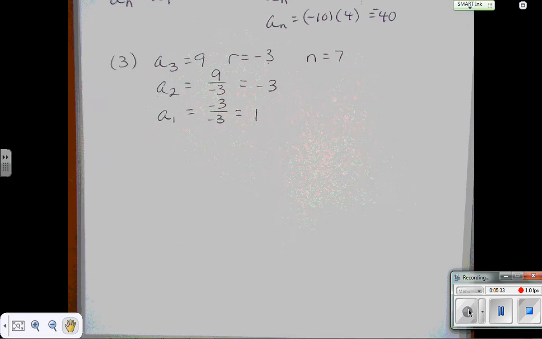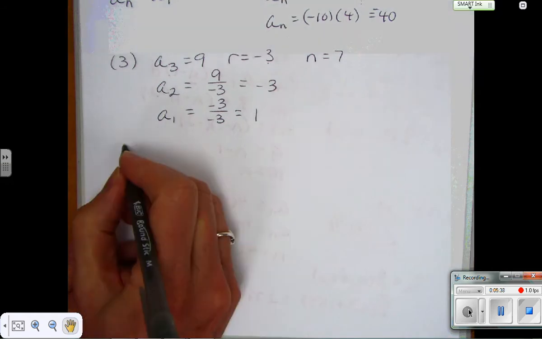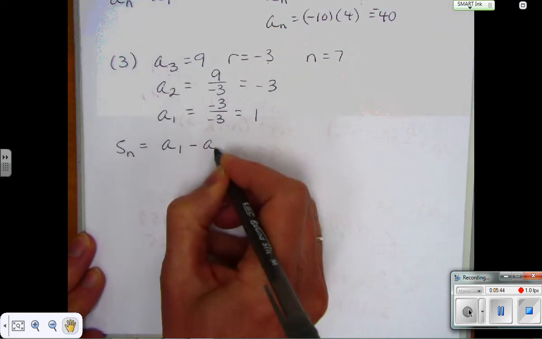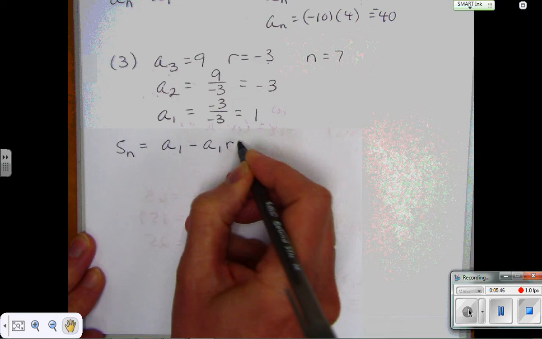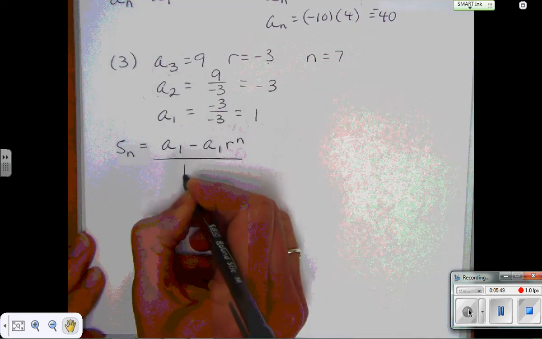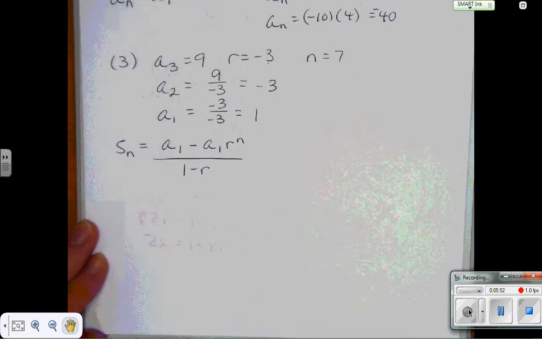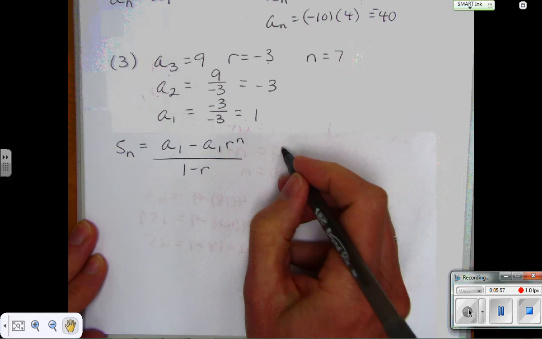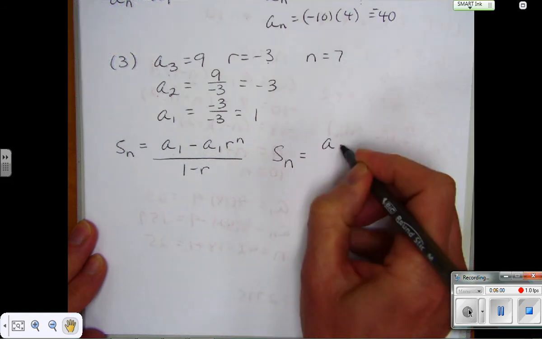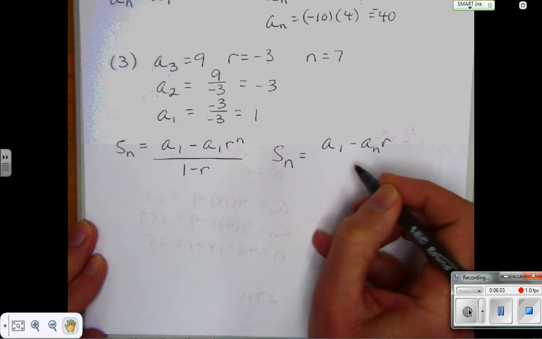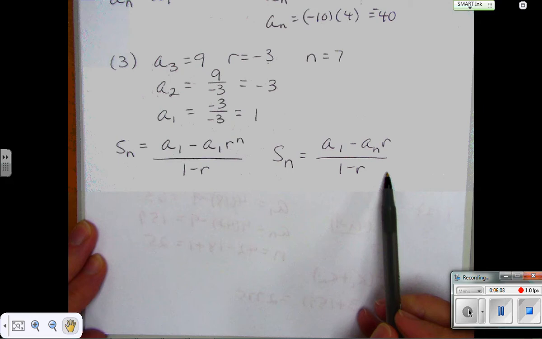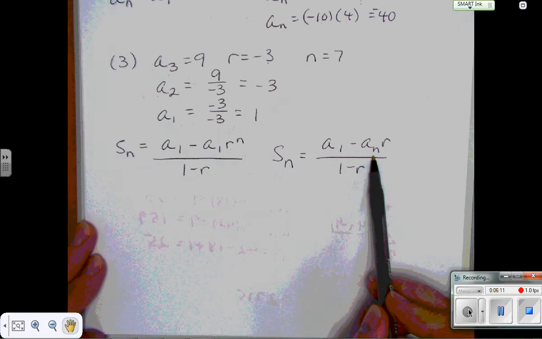You don't have to use one particular one all the time. It just depends on what information you have. So your first equation they give you is S sub n equals a sub 1 minus a sub 1 times r to the n power over 1 minus r. So for this one you need to know a sub 1, r, and n. In your second equation, a sub 1 minus a sub n times r over 1 minus r. So this one you have to know a sub n, r, and a sub 1.